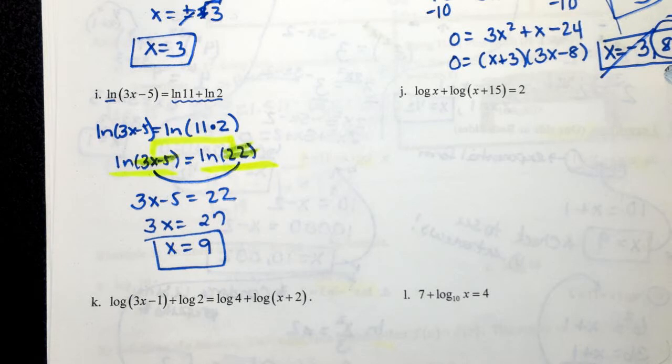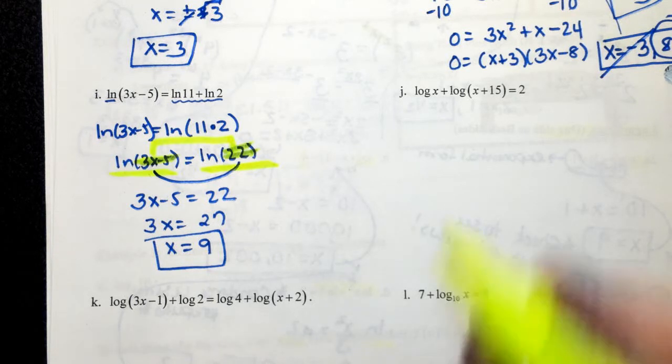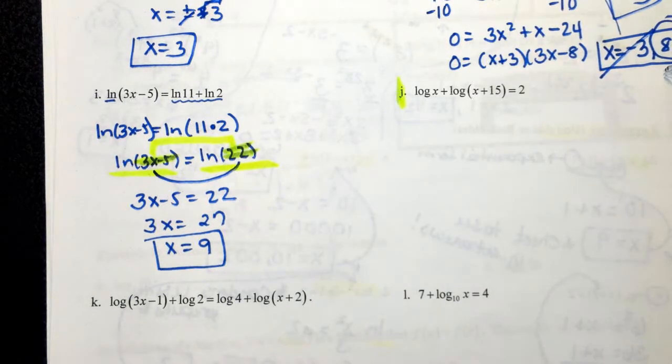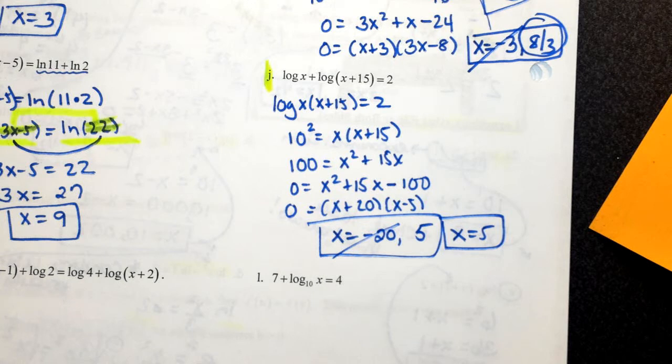So any questions on I? You guys go ahead and try J for me on your own. A negative inside of the log, so we have to reject the negative 20. All right? Again, when we condense this through multiplication, remember this is a base 10, so it's going to give me 10 squared is equal to x times x plus 15. And then you have to distribute the x. All right, so any questions, guys, on solving J?